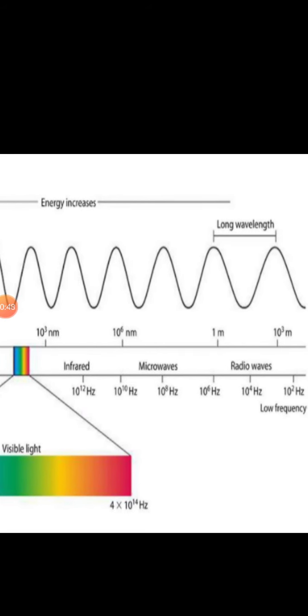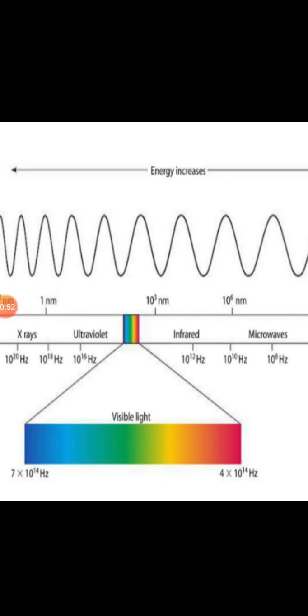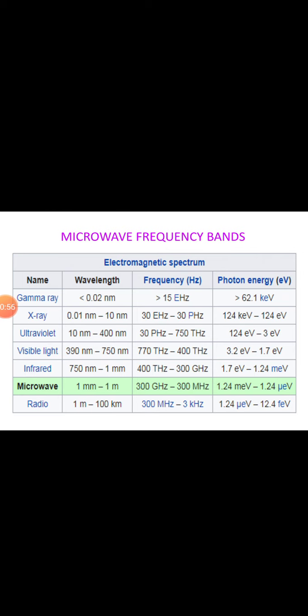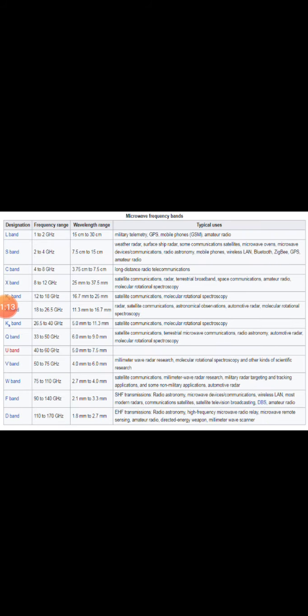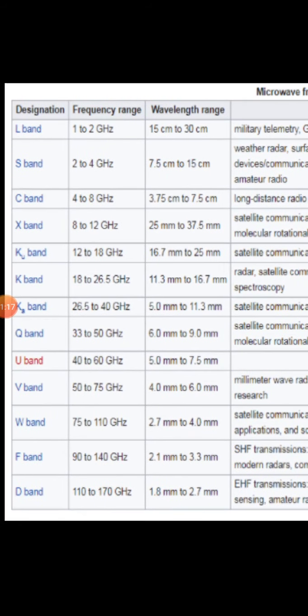Here the waves are radio waves, microwaves, infrared and visible light, and then ultraviolet rays, X-rays and gamma rays. And the microwave frequency bands, as I said earlier, have wavelengths ranging from 1 millimeter to 1 meter, and frequencies from 300 GHz to 300 MHz. Their photon energy varies from 1.24 milli-electron volt to 1.24 micro-electron volt. So these are the different microwave frequency bands.